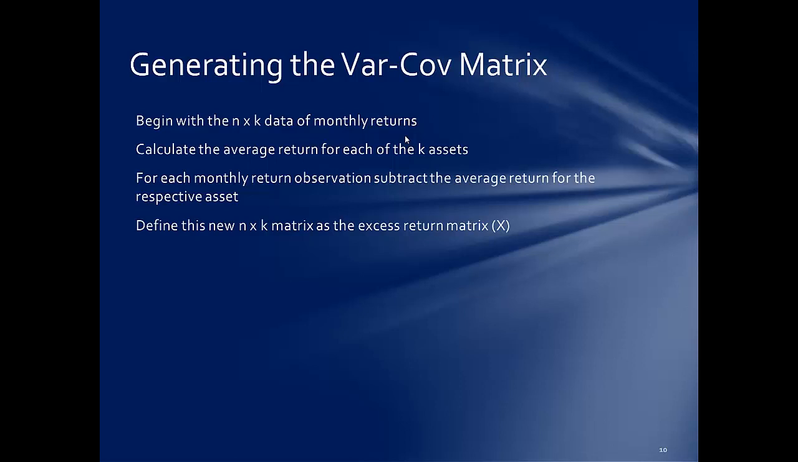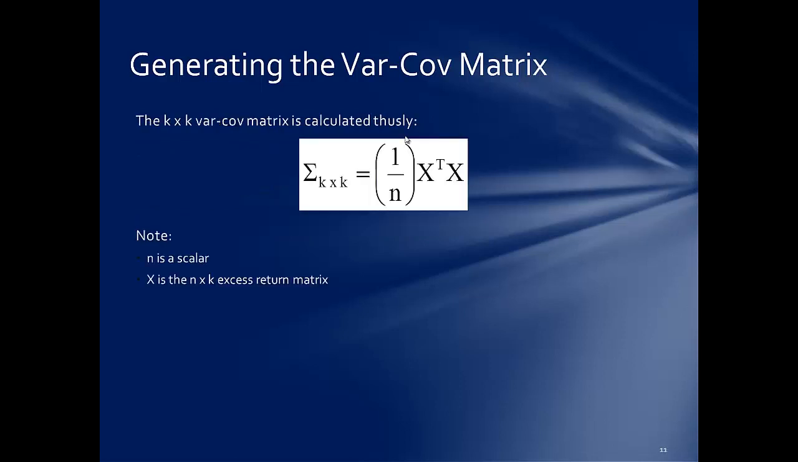That's going to leave you with a matrix that is, again, n by k, or in your case it'll be 65 by 7. We're going to define that new matrix, which represents the monthly returns minus the averages, as the excess return matrix, and I'm going to call it X. Once you have that, calculating the variance covariance matrix is pretty straightforward. You simply take X transpose, multiply it by X, and then divide every element in that matrix by the number of return observations, which for you will probably be 65.